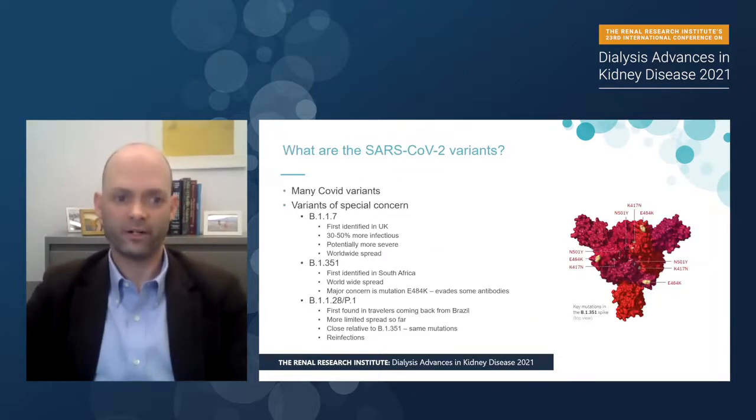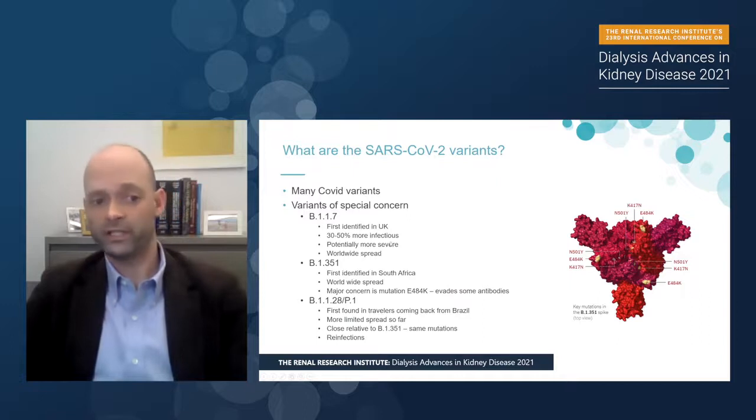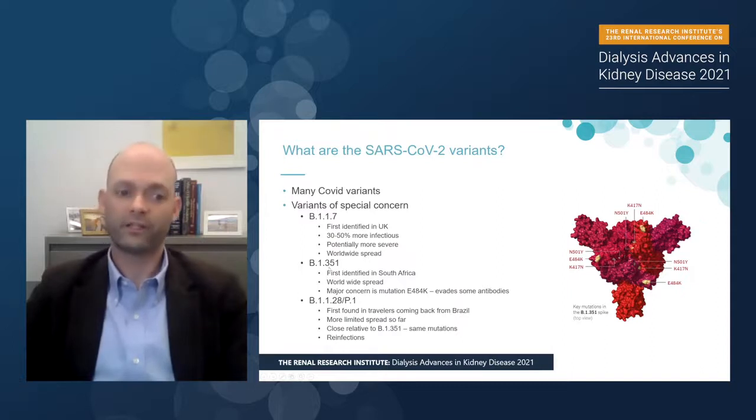So what are these variants? As you know, viruses are constantly mutating, and this is nothing new about SARS-CoV-2, but there are some variants of particular concern. The UK variant in particular is thought to be more contagious and potentially more severe, and it has a worldwide spread at this time. The South African variant B.1.351 is also spread worldwide, and its major concern is there's a particular mutation in the spike protein that actually is able to evade some of the antibodies.